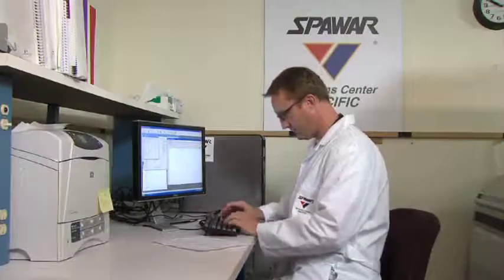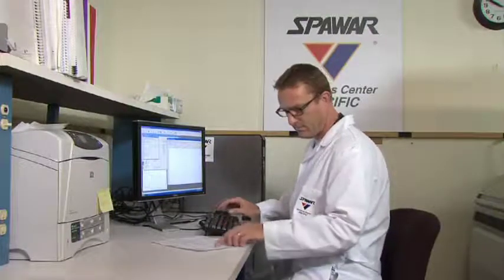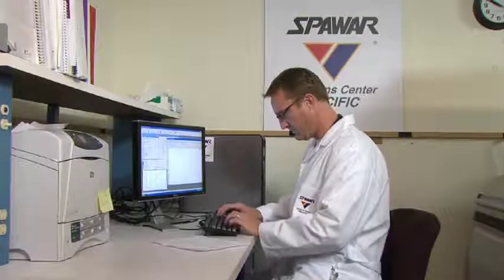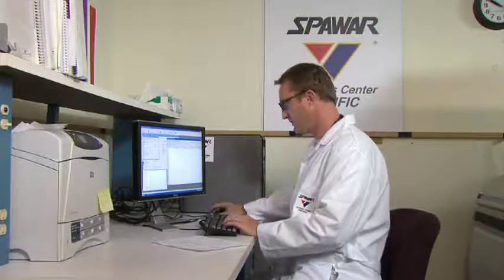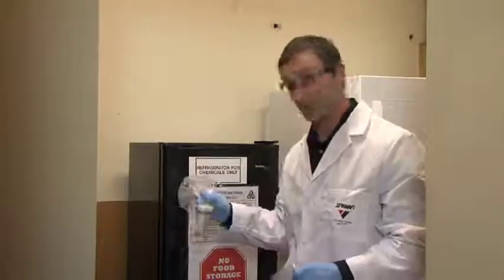Next, a laboratory identification number is assigned to each sample by the Laboratory Information Management System, or LIMS. This lab barcodes each sample container. Then the sample containers are securely stored in this refrigerator. Samples for the volatile organic compounds, in this case the samples in the VOA vials, are stored in a separate refrigerator to prevent cross-contamination.